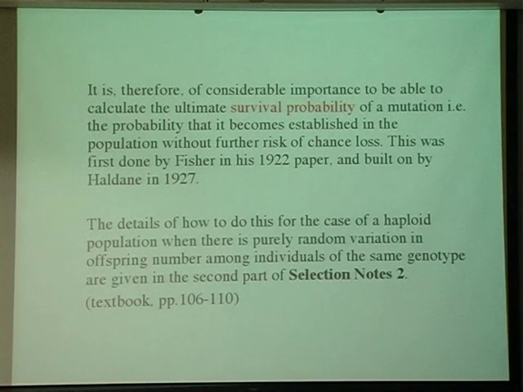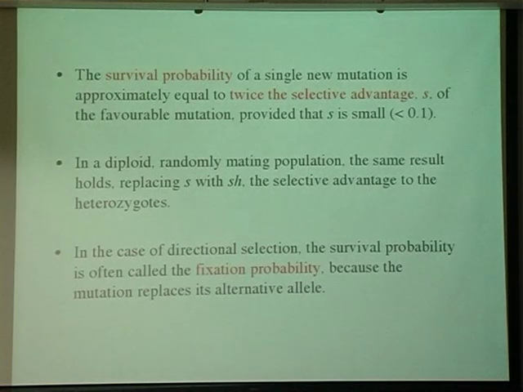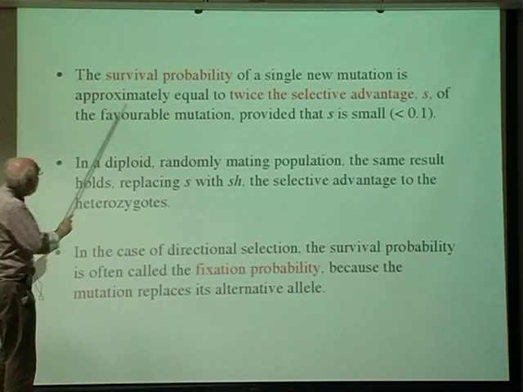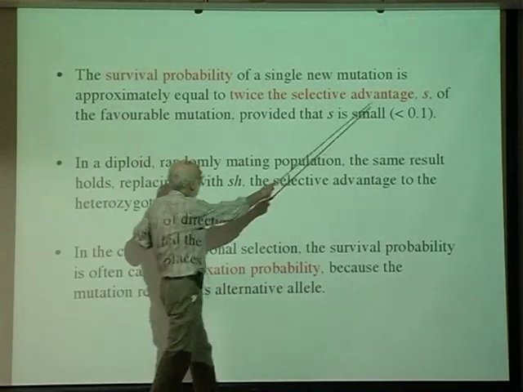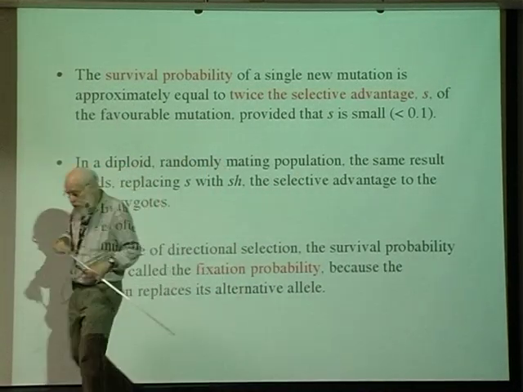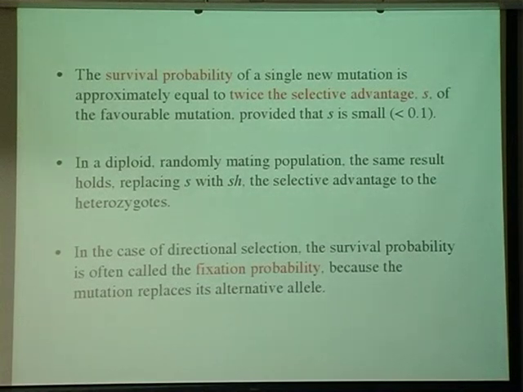But it's important, therefore, to calculate the ultimate survival probability of a mutation, the chance that it gets established in the population. And the answer is very interesting. In the haploid case, which I've just been talking about, the survival probability is twice the selective advantage, providing we assume that variation in offspring number is completely random. In other words, we're dealing with a Wright-Fisher kind of situation.